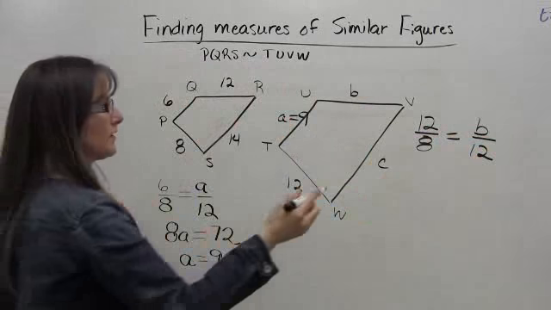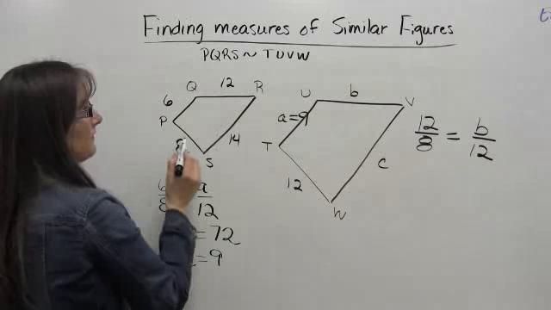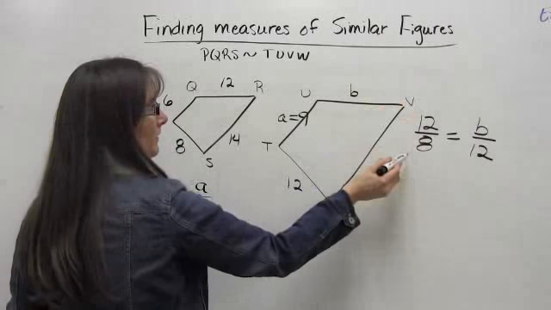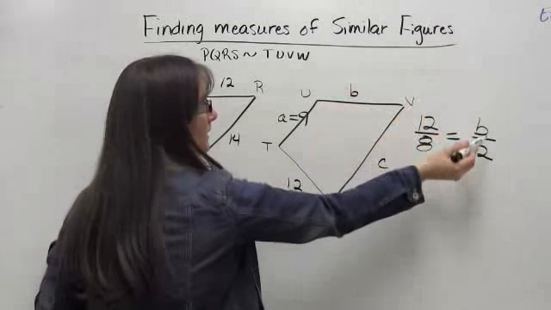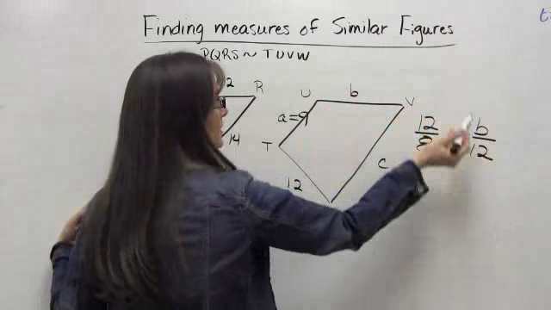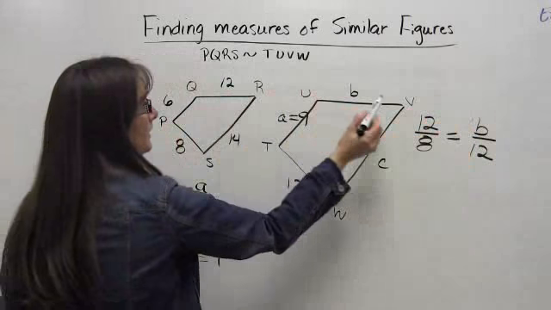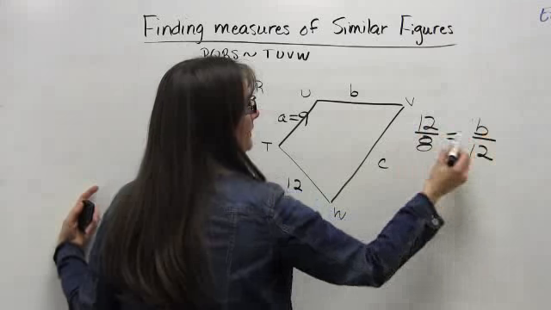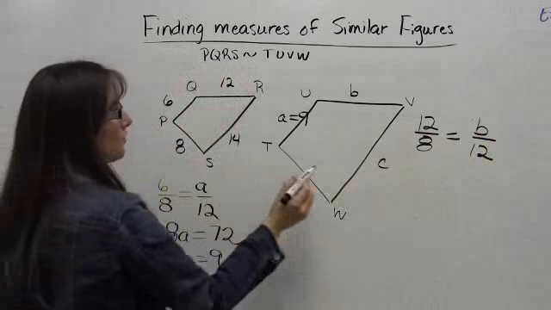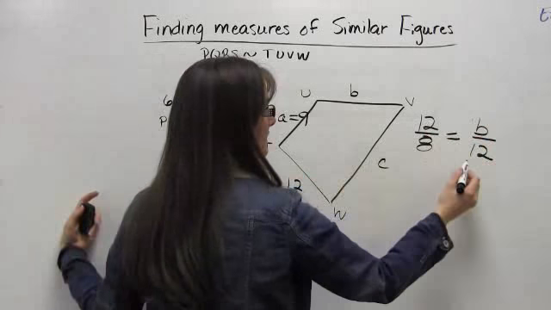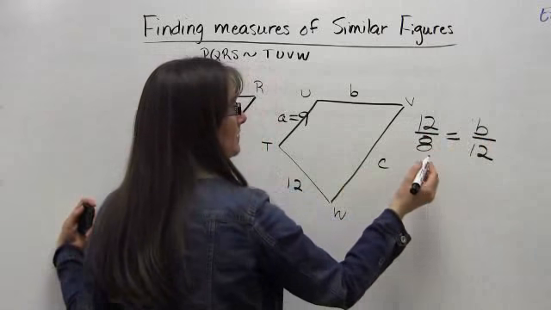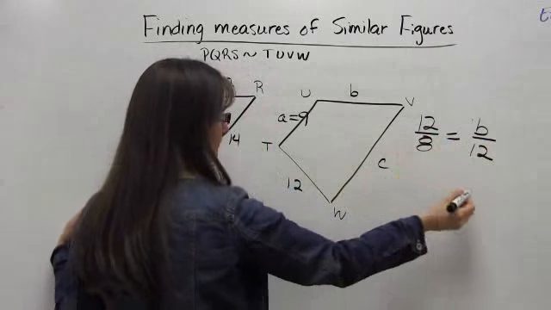So let's make sure that this works. 12 and 8, 12 and 8. That's from the first shape. B and 12, B and 12. That's from the second shape. 12 and B, those guys are corresponding sides. And 8 and 12, they are corresponding sides. So I'm ready to cross-multiply and divide.